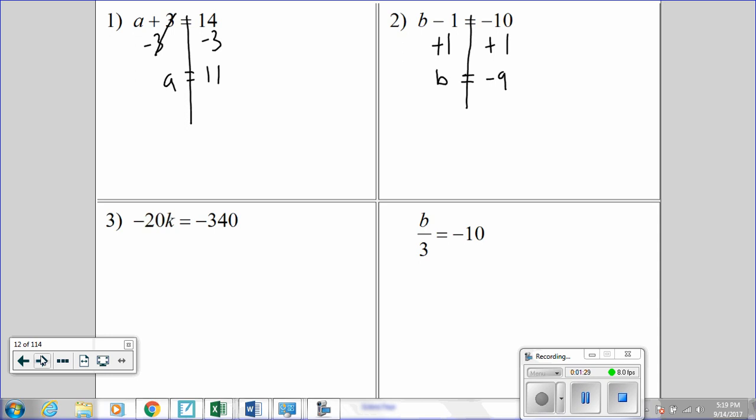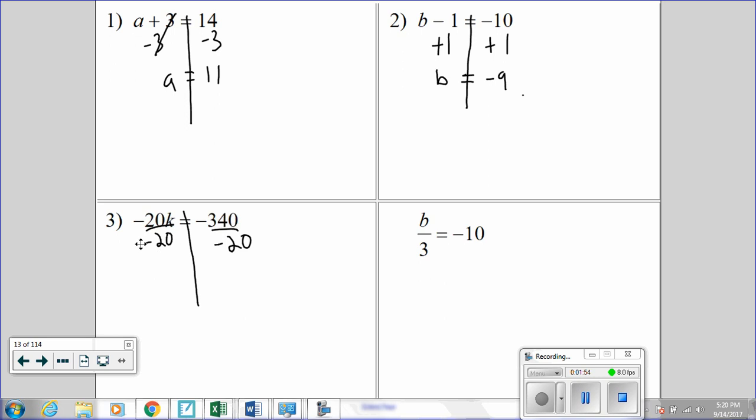Let's take a look at division and multiplication. So with division and multiplication, you don't want to get 0. You want to get 1. So you want to multiply or divide by a number that's going to give you 1. So in this instance here, I've got negative 20 times k. So to get 1 times k, I will have to divide the whole thing by negative 20. In doing so, I have to do it on both sides.